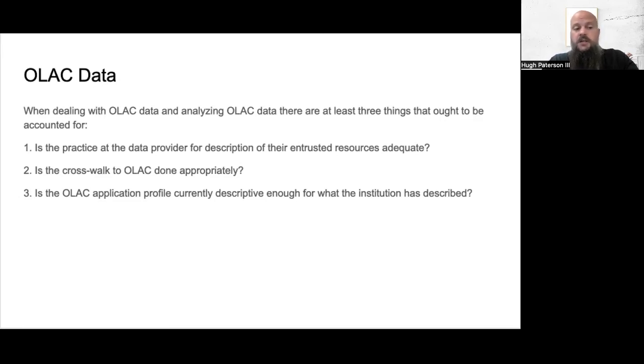Another question is whether the crosswalk from the way they host and manage their metadata to the way they provide it to OLAC is done appropriately, meaning this metadata over here equals that. The third thing is whether the OLAC application profile is currently descriptive enough for what the institution has described. That's where we are in some of our discussion here: what comes in the future, what comes next.